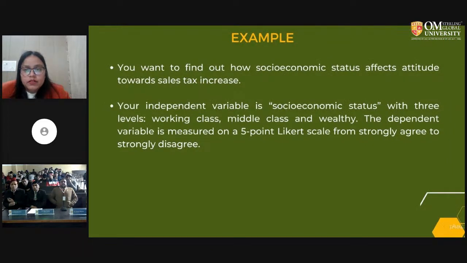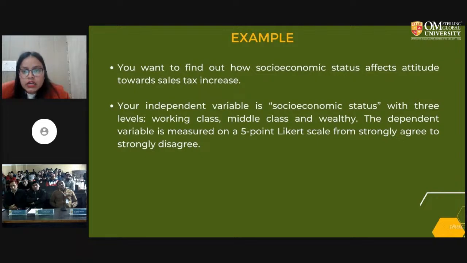For example, you want to find out how socioeconomic status affects the attitude towards a sales tax increase. For example, the government has increased the sales tax, and now you want to know how attitude is affected by socioeconomic status. So your independent variable will be socioeconomic status, with three levels: a working class, a middle class, and a wealthy or rich class.